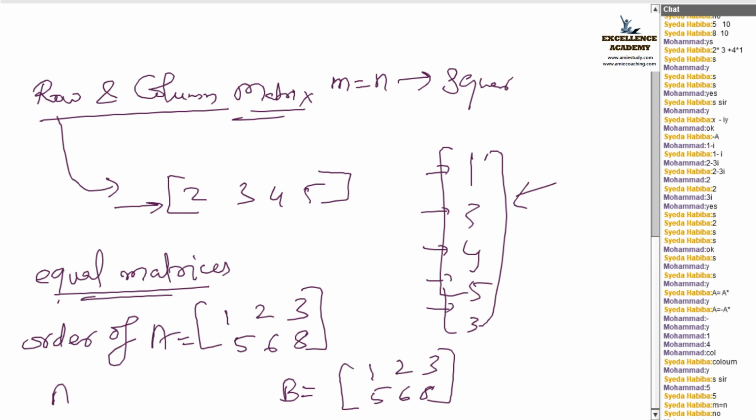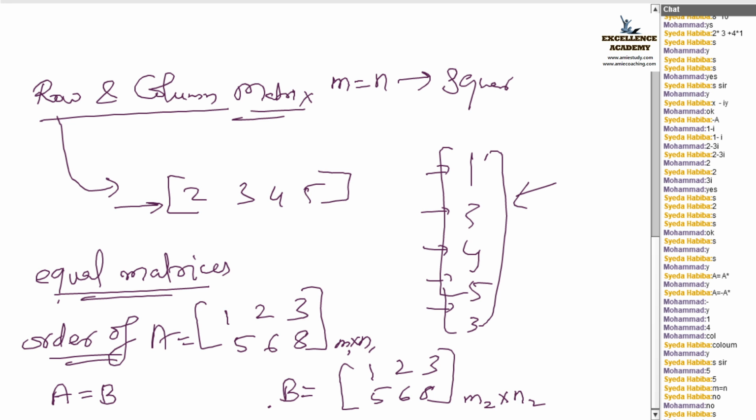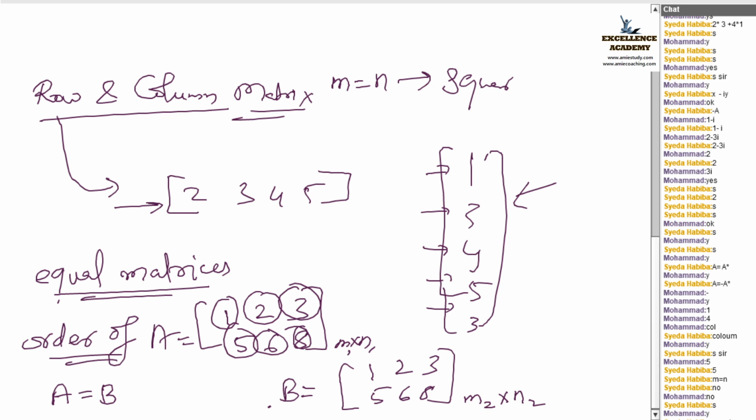If I am to say that A and B are equal, then the order of A and the order of B should be the same. That is, m1 by n1 should be equal to m2 by n2. Am I right? And the corresponding elements in the matrices also should be equal. Clear?